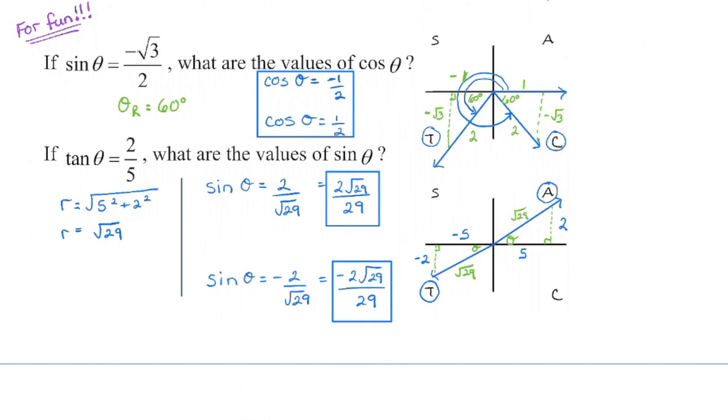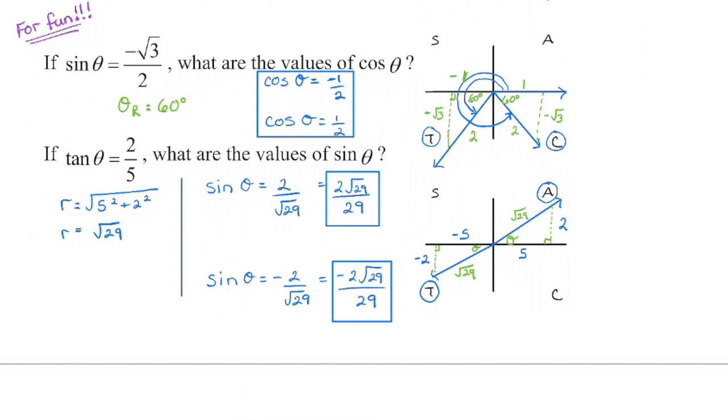This time we're given a sine ratio, and again, I'm going to ignore the negative sign when I put this in my calculator to get my reference angle, which I know is 60 degrees. We know the sine ratio is negative in quadrants 3 and 4. So I can draw those terminal arms in, and again, I know that the reference angle between the x-axis and the terminal arm in each case is going to be 60 degrees.